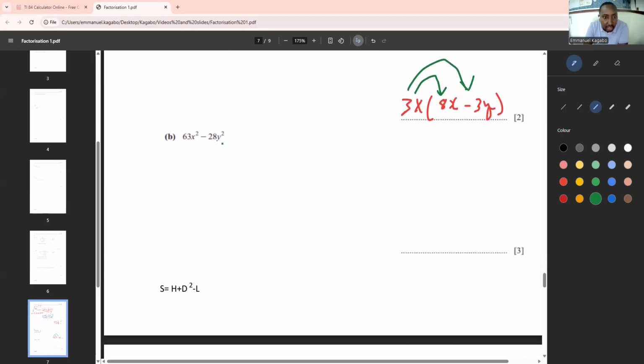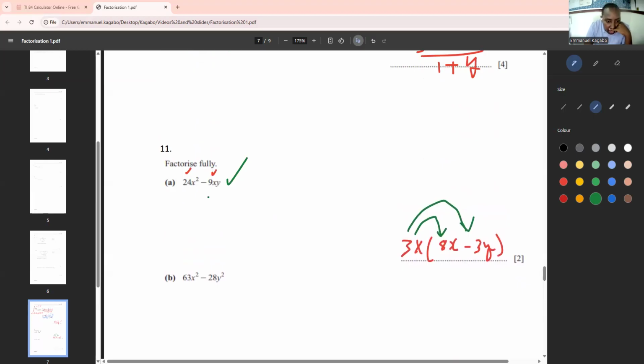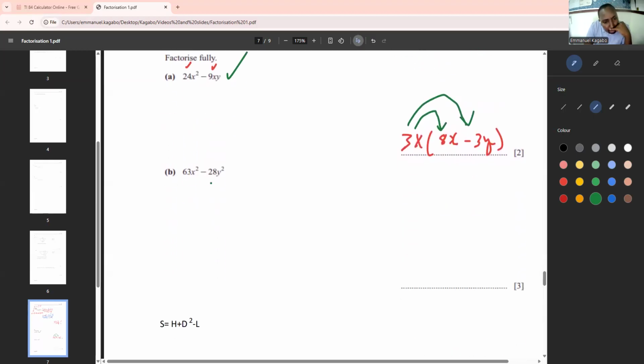Good. Next question, we are factorizing. Now, in this question here I was factorizing the highest common factor. Even here would be almost the same, but when you check, 63 is not a square number, and this is a difference of 2 squares. Also here, because you see x squared and y squared, I have to do something to make sure that I'll be able to factorize. Okay, what is the common factor here now? It's 7, right? Do you see? Both this 63 and 28 are divisible by 7 as the highest common factor.